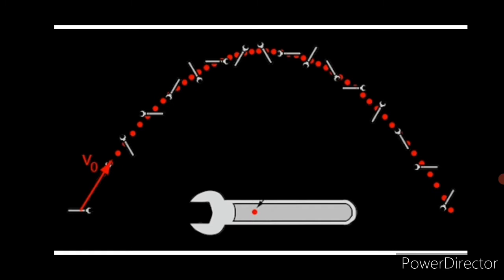So the path of the center of mass remains the same until an external force disturbs the particles. Now suppose the shell explodes along its path, what happens? If it is not a wrench, if it is a shell and it explodes on the way of its journey, on the way of its path, what happens?